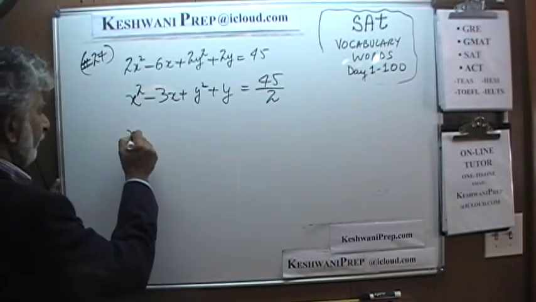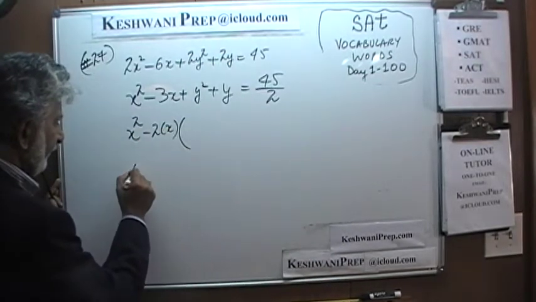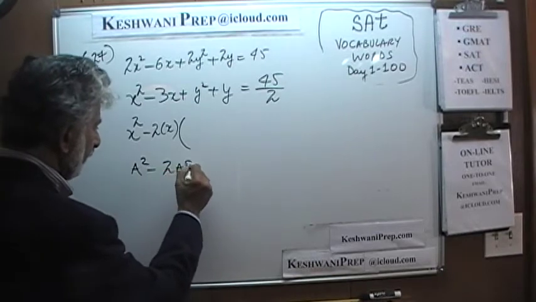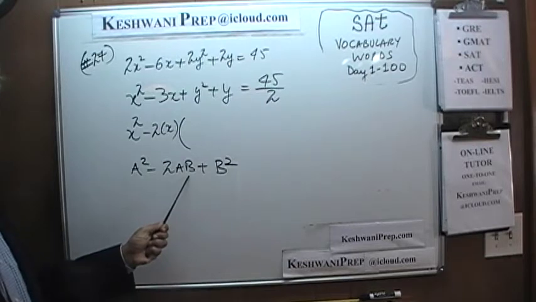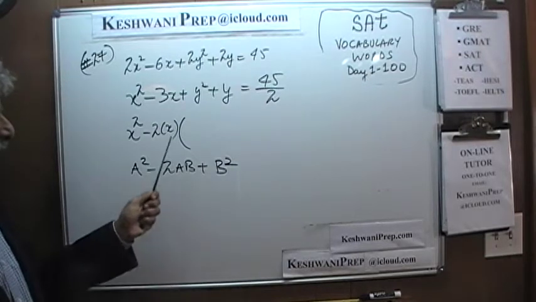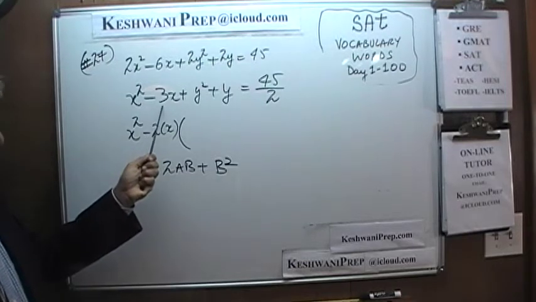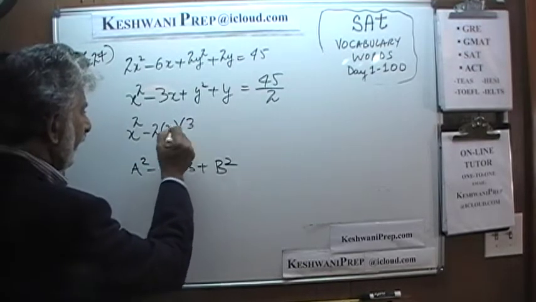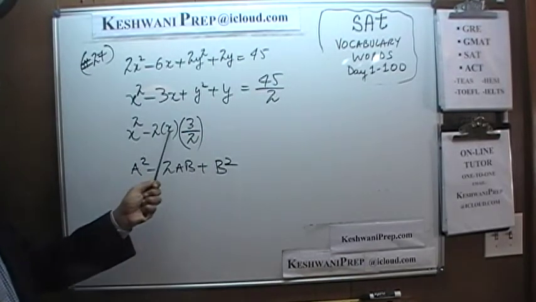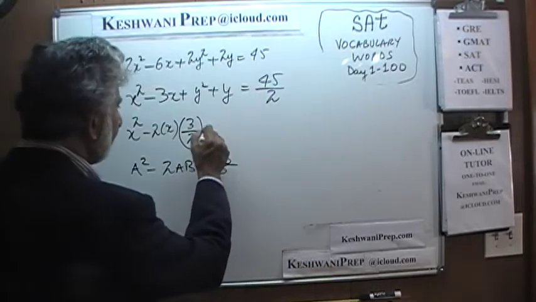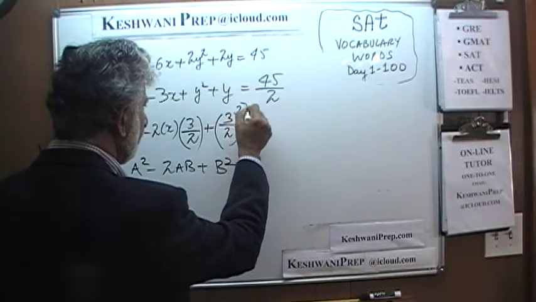So this is just going to be x squared minus 2 times x times b, since we're writing this as a squared minus 2ab plus b squared. The question is, what is going to be the b? What the b is going to be is dictated by what we need here. We need negative 3x. So we need to put 3 here and get rid of this 2 by dividing it by 2. The 2 drops out and we end up with negative 3x right there. Plus the b squared, which is 3 over 2, whole squared.